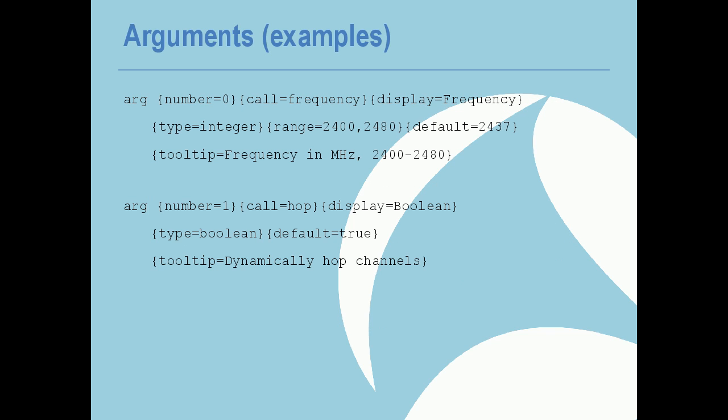So here are a couple examples. This first one is argument number 0. The call is frequency, which is what gets passed on the command line, and the display is frequency. It's an integer, and here you see that we actually have range support, so you don't have to list out all 80 channels. You can just say, oh, channel 2400 to 2480. We've got a default and a tooltip value. And the second one is a Boolean, which is displayed as a checkbox. Yeah. And that would be like, do you want hopping or not?